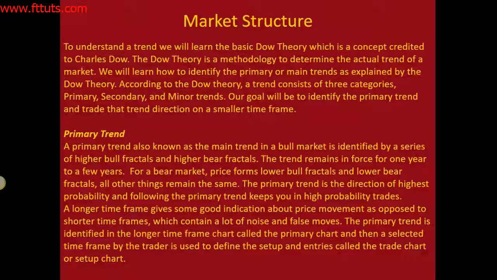So the primary trend is the direction of highest probability, and following the primary trend keeps you in high probability trades. A longer time frame gives some good indication about price movement as opposed to the shorter time frames, which contain a lot of noise and false moves. The primary trend is identified in the longer time frame chart called the primary chart, and then a selected time frame by the trader is used to identify the setup and entries, called the trade chart or the setup chart.